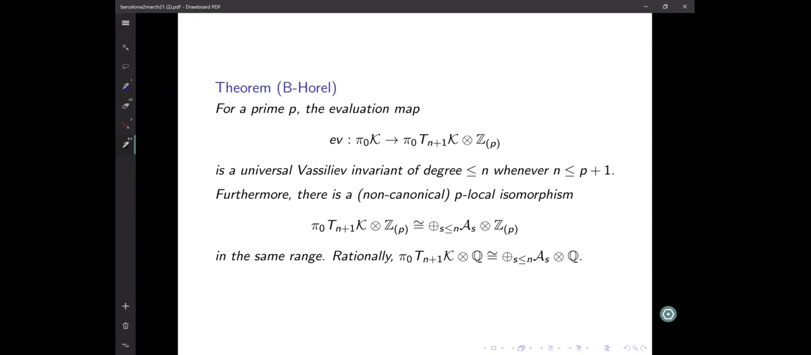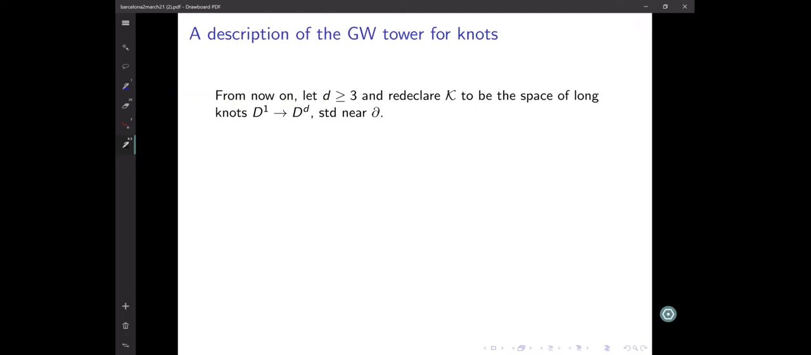Okay. So I want to tell a little bit about what goes into this collapse result. The starting point is that we use a connection between the tower, this Goodwillie-Weiss tower, and the little discs operad. So from now on, the fact that we're looking at knots in D3 is not so important. So I will just take any D and I'll just rename K to be the space of long knots from D1 to this possibly higher dimensional disk, which are still standard near the boundary.